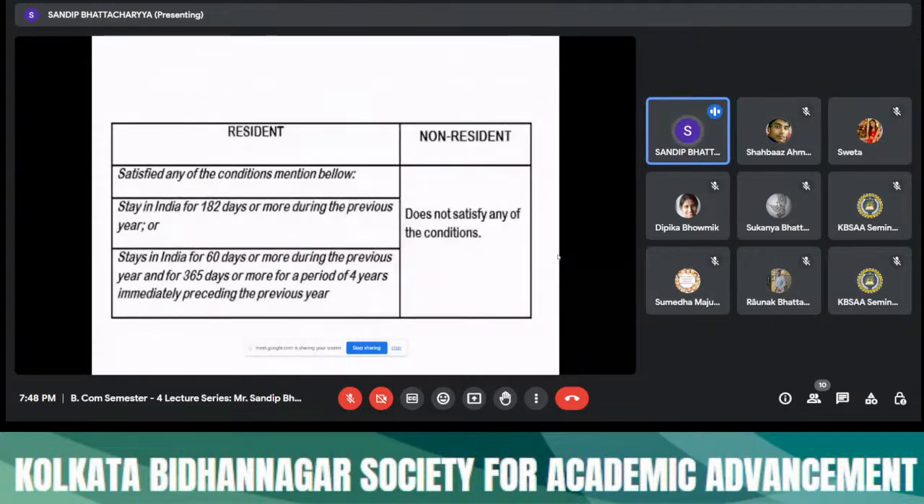So here is just a synopsis: satisfying any one of the conditions, that is previous year 182 days, or previous year 60 days and the last 4 years 365 days. If he doesn't satisfy, he is considered to be a non-resident.